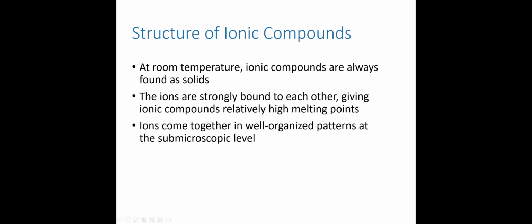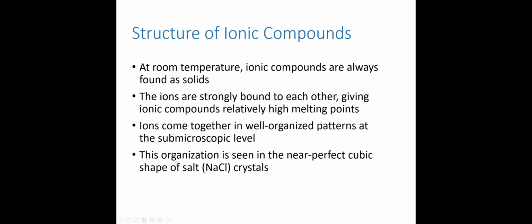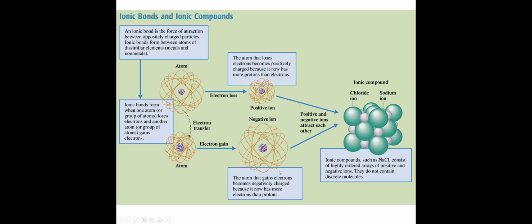In ionic compounds, we find that the ions come together in very well-organized patterns at that submicroscopic level. And these patterns all have special names like body-centered cubic and face-centered cubic and hexagonal close-packed, but we don't have to worry about any of those names. You just have to know that they come in very nice either cubic or hexagonal shapes. And so we could see an example of this by looking at sodium chloride, if we could look at it from a submicroscopic level. This comes from a textbook we used to use.